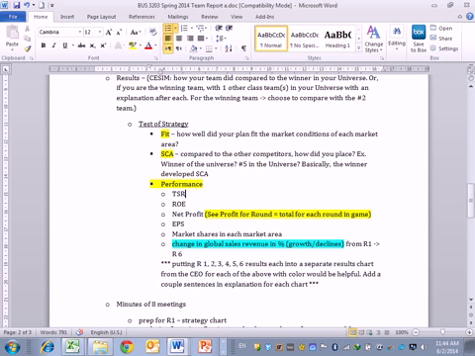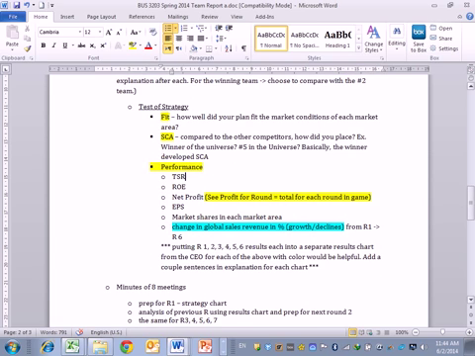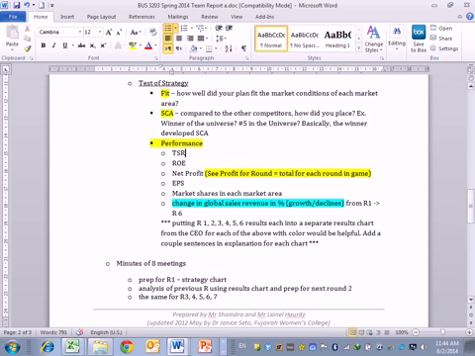And then performance. Okay. So this one, ladies and gentlemen, you just rank yourself with the winning team. If you're Musketeers, you can rank with whoever you want. It makes sense to rank with number 2. Okay, so let's look at your performance. So you have to come up with several tables and charts: TSR, ROE, net profit, EPS, market share, and change in global sales revenue.